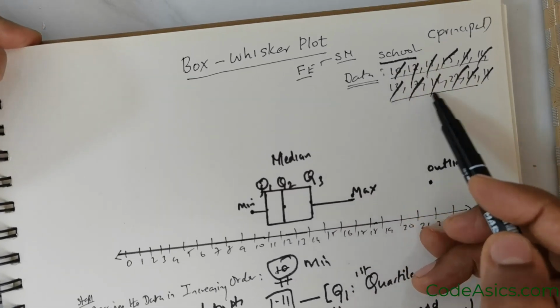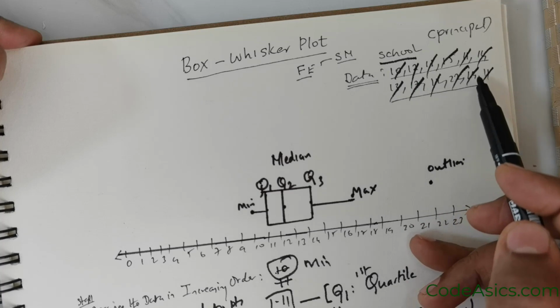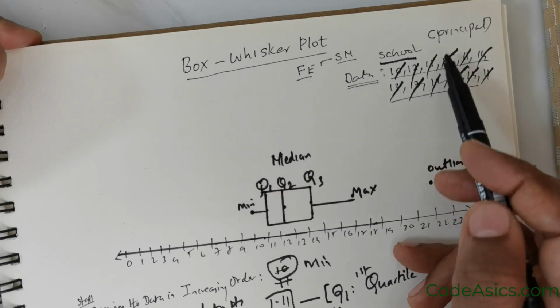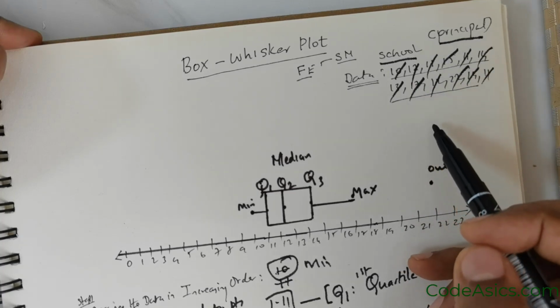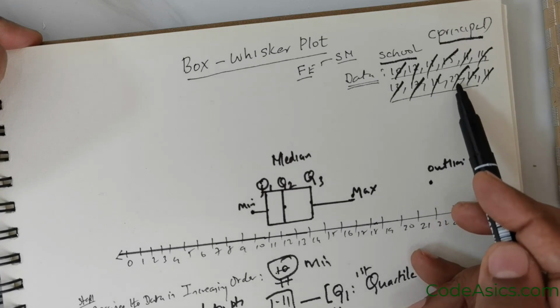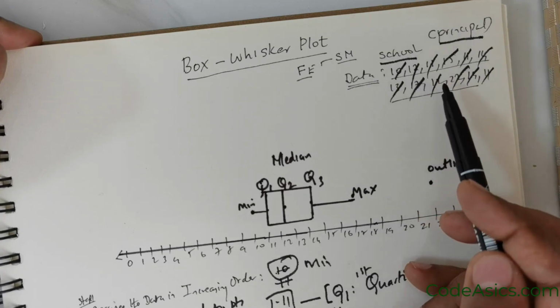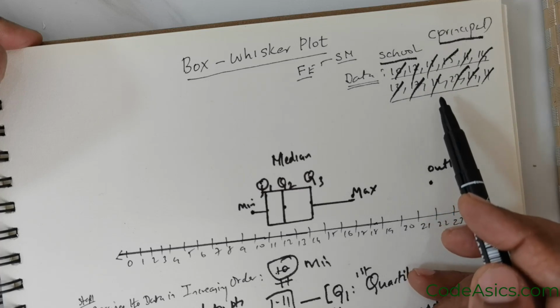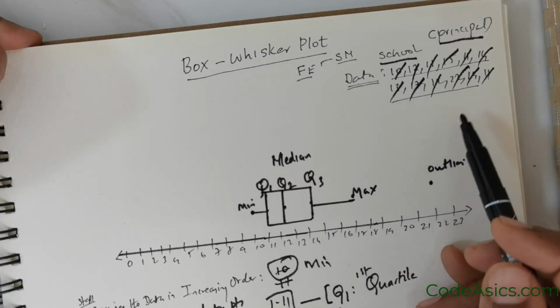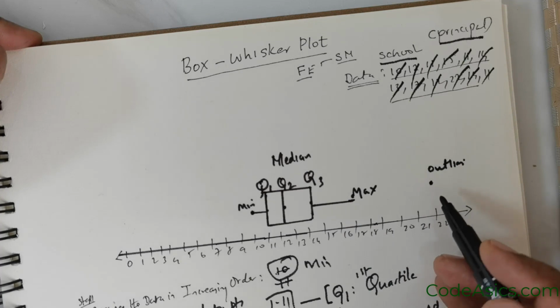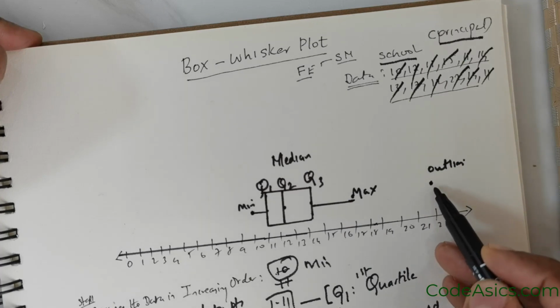We have a list of employees with their experiences, and a principal has to be appointed. There is a person with 22 years of experience, and the management wants to elect a principal. Now there are two things. One, from this information, clearly 22 is an outlier.